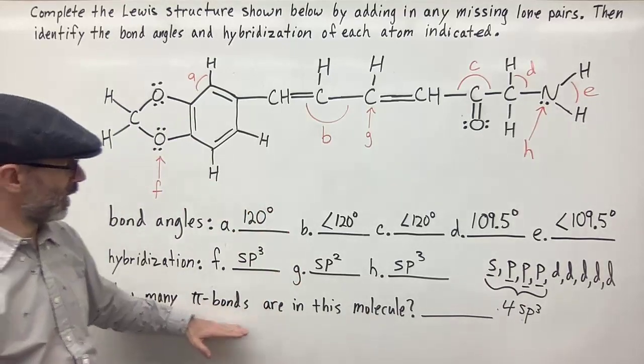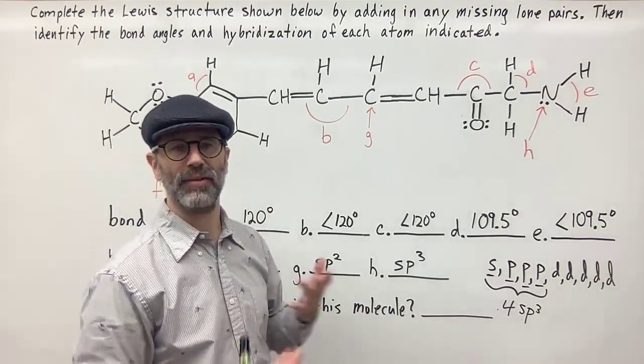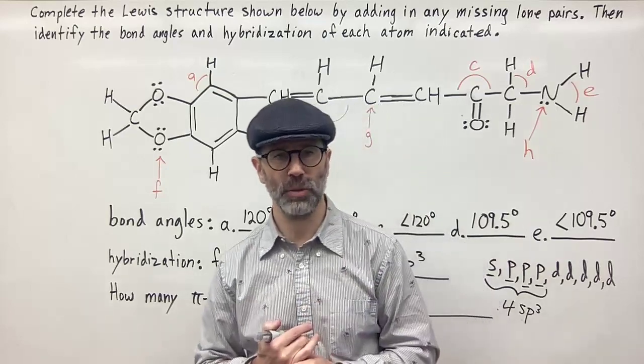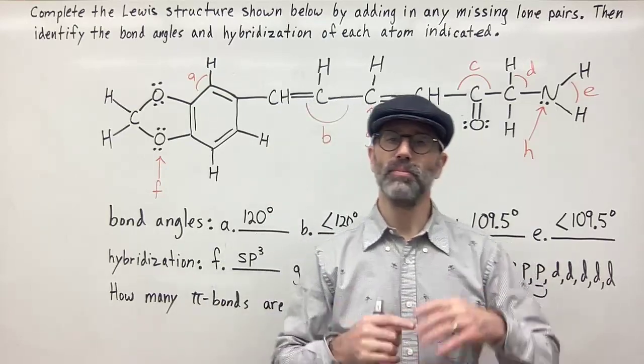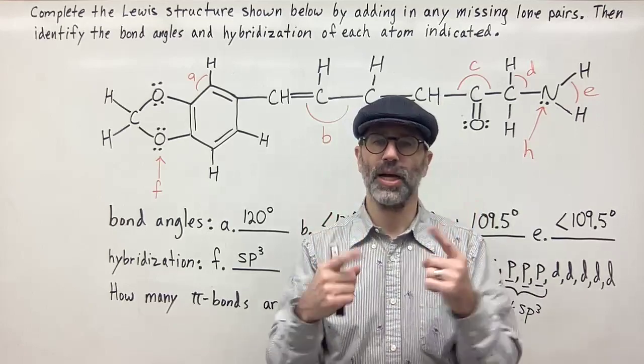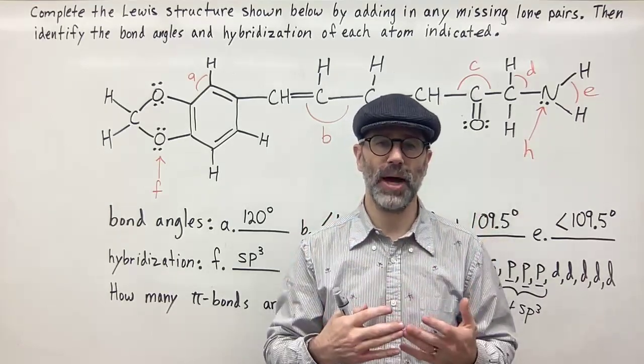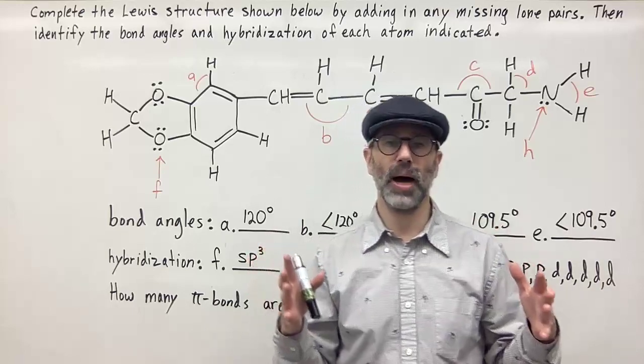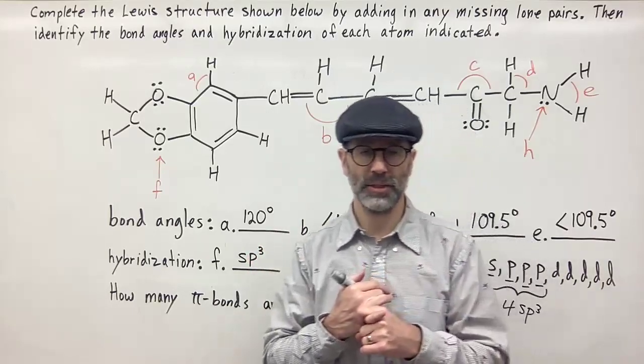Okay, so now for the last question. How many pi bonds are in this molecule? Well, I kind of gave it away. The pi bonds are going to be in the double and triple bonds. Because remember, for single bonds, you just have a sigma bond. So all bonds are going to have a sigma bond. Single bonds are sigma bonds.